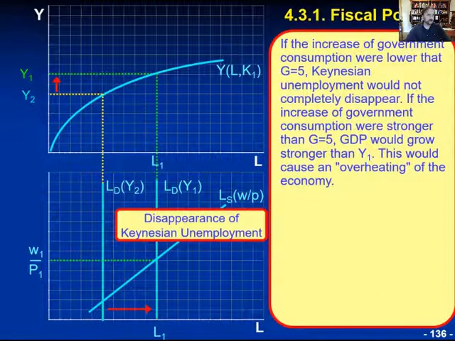For simplicity, we have assumed here that the government knows exactly by how much to increase government consumption in order to just realize the full employment level of GDP. So this is only a simplification. In reality, the government would have to use a trial and error strategy in order to get as close as possible to the full employment level of GDP.